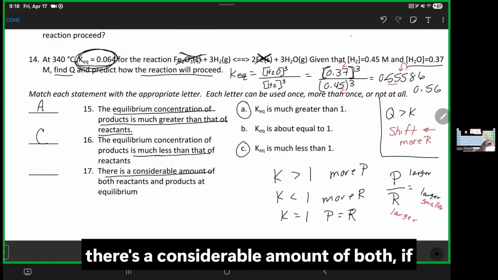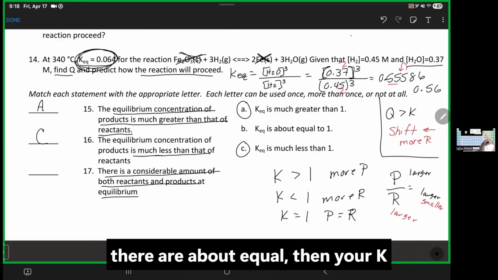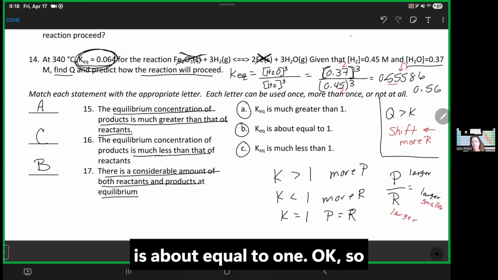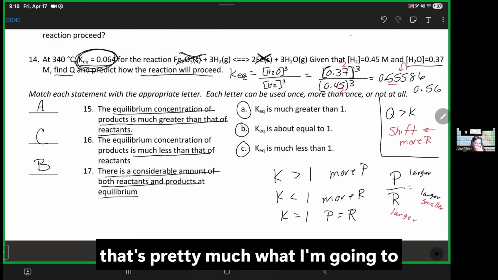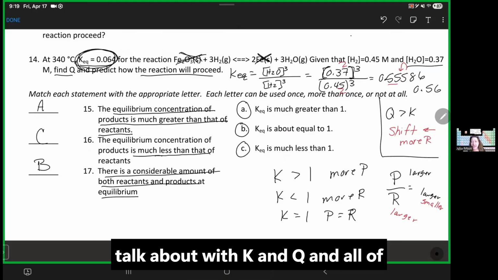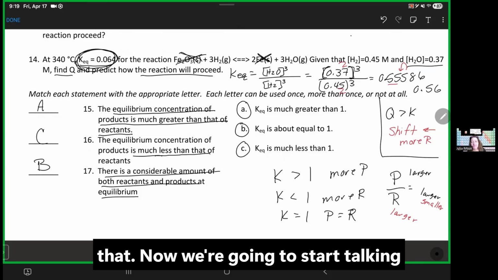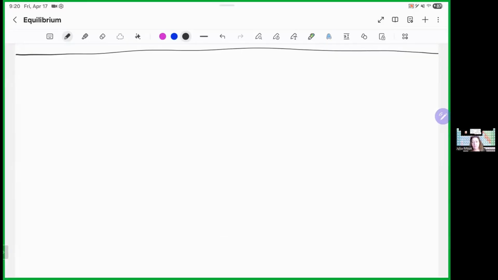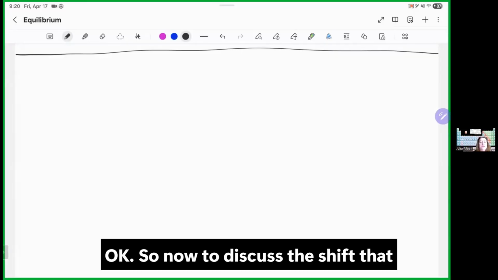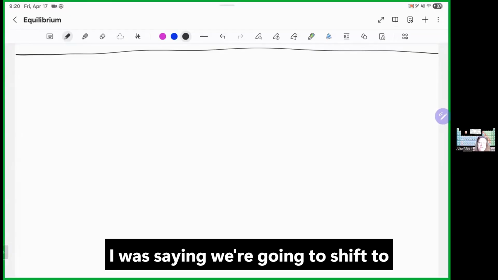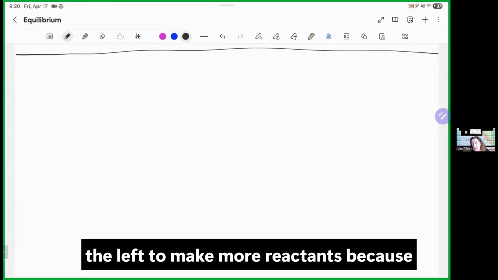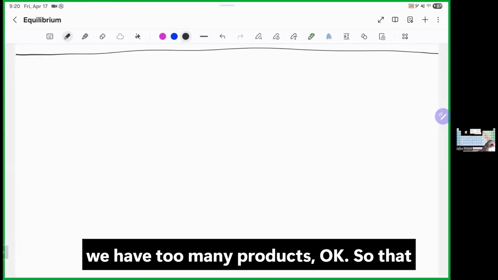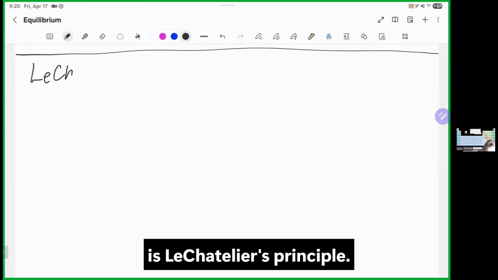And if there's a considerable amount of both, if they're about equal, then your K is about equal to 1. Okay, so that's pretty much what I'm going to talk about with K and Q and all of that. Now we're going to start talking about the shift that I'm discussing there. To discuss the shift, we're going to shift to the left to make more reactants because we have too many products. Okay, so that is Le Chatelier's principle.